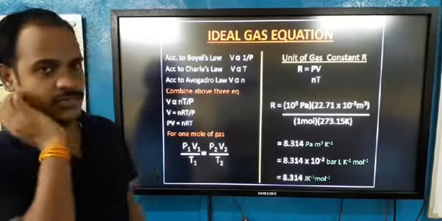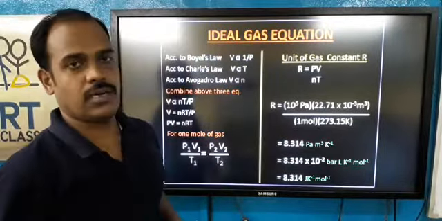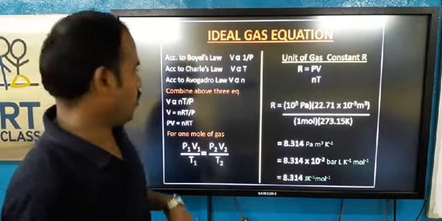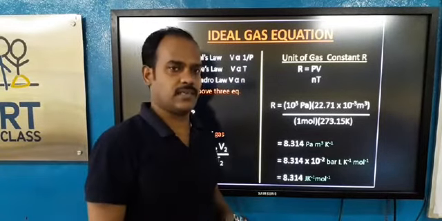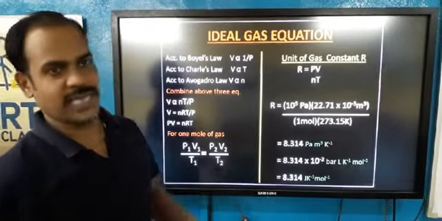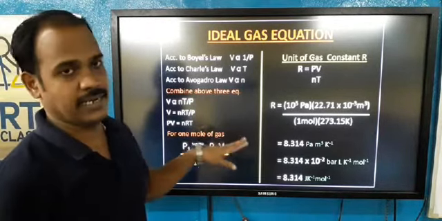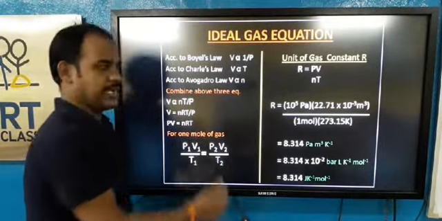Before starting this equation, let me tell you why it is called the ideal gas equation. If this equation is followed by gases at all temperatures, pressures and volumes, then those gases are called ideal gases. So what is that equation? Let's see the derivation.